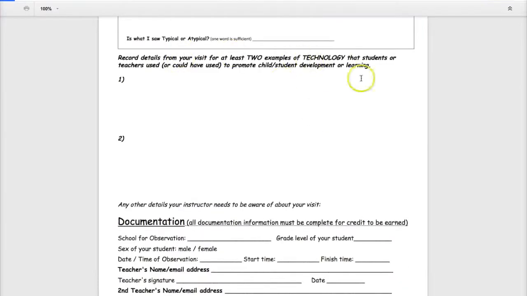You're also going to be looking for two examples of technology that students or teachers used or could have used to promote child or student development or learning. So look around the room. If they're not using technology that day, it is absolutely fine. Look around the room. What do you see? Then you're going to talk about ways that they could have used it. Ideally, you're seeing it, but again, sometimes we have to step back and think of another way that this could happen.